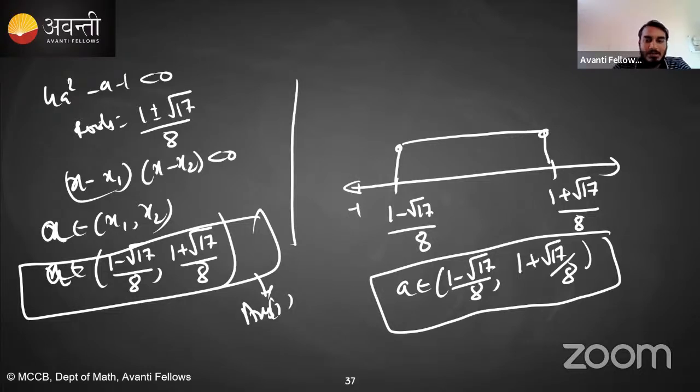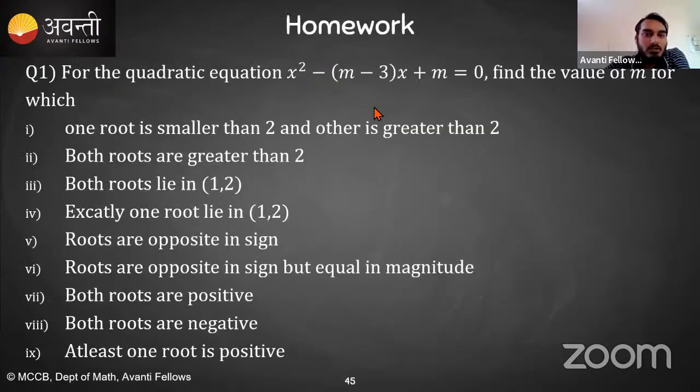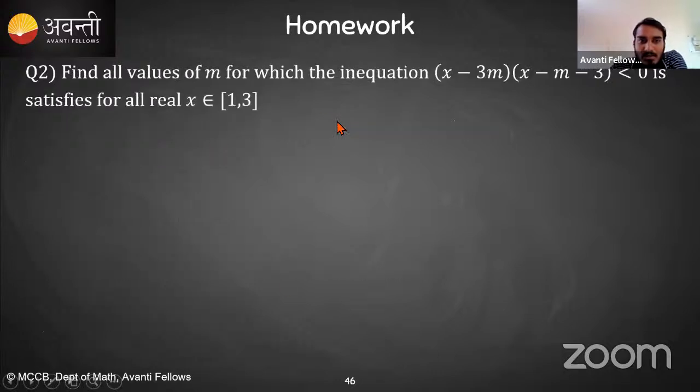Okay. Thank you everyone. And this is homework. Please note your homework. Everyone note your homework. This is the homework for today's class. So question 1 is there and 9 conditions are there. So for these 9 conditions, you have to find the different values of m. And this is your second question.